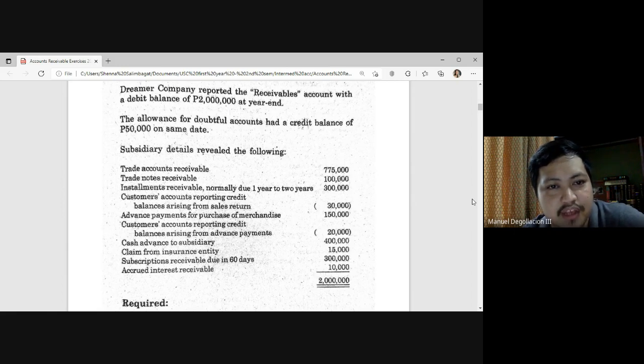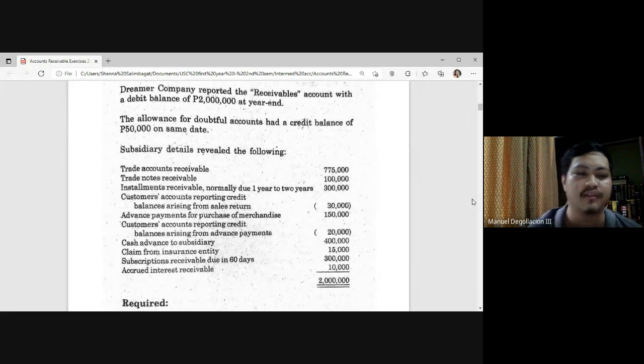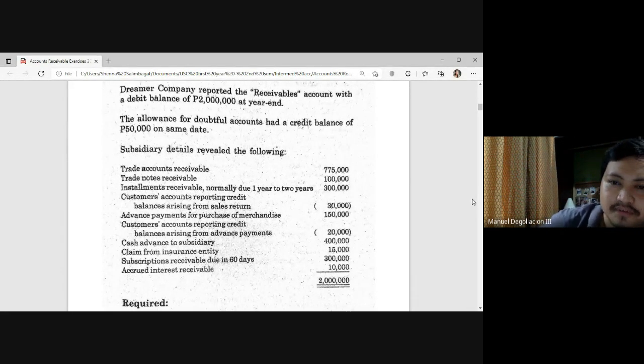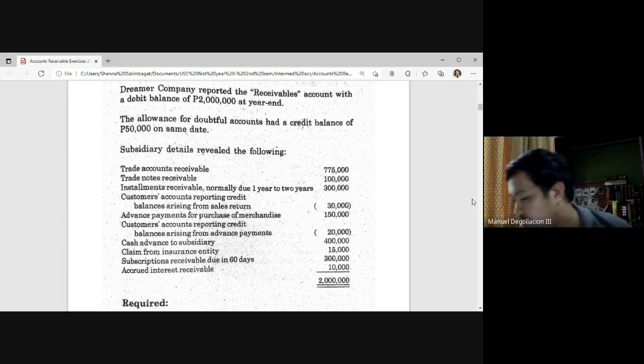But please do not forget to deduct your allowance for doubtful accounts, which is provided in the second sentence in the problem, in the amount of 50,000, and therefore our answer should be 1,600,000. Our answer should again be 1,600,000.